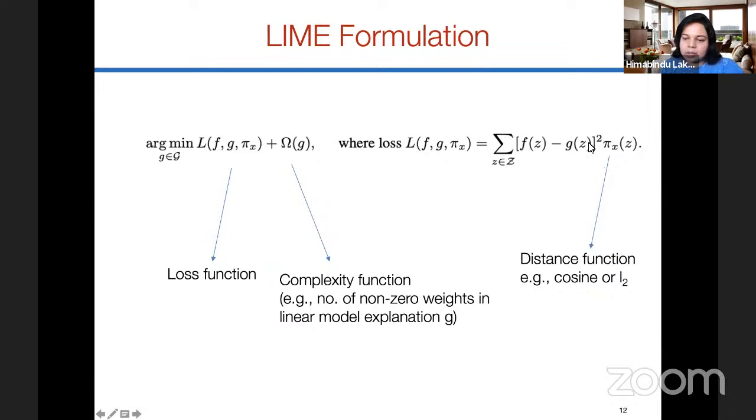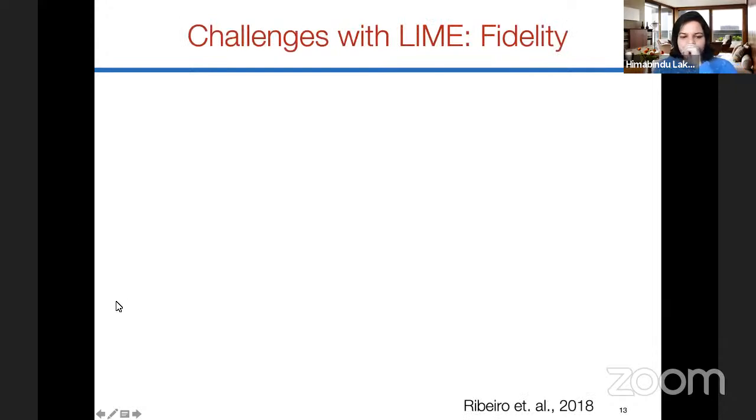Otherwise, it is pretty much about saying, let's match the predictions for each of the perturbations. Let's match the predictions between the original black box model and the local linear model, which will be our explanation. Okay, so that's what LIME is doing. All right. Now let's talk about the challenges associated with LIME.